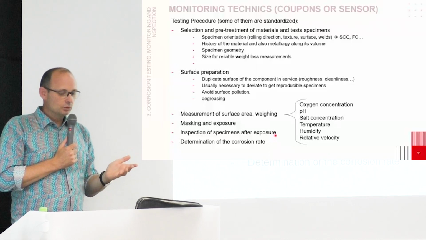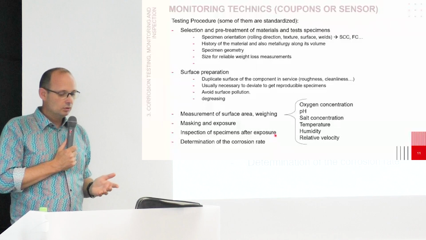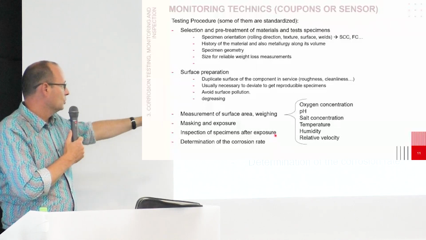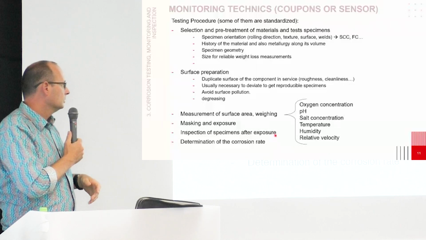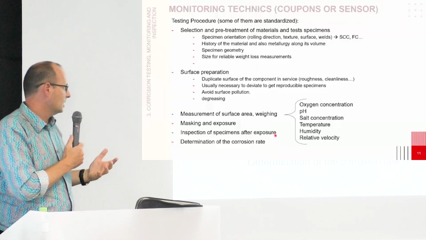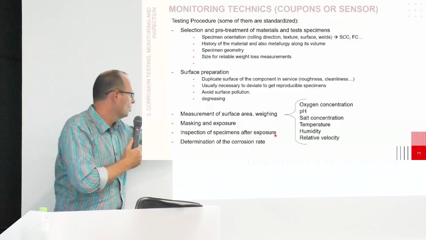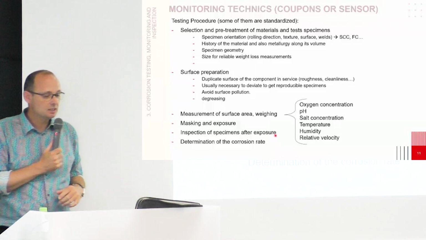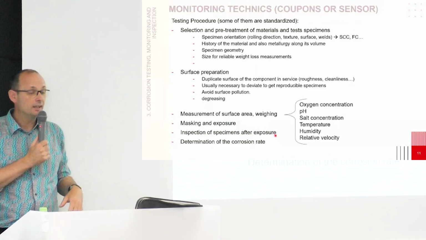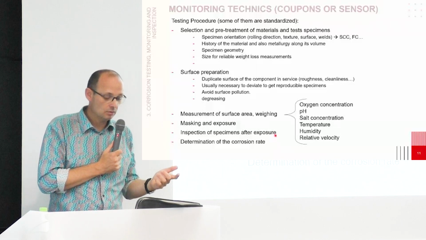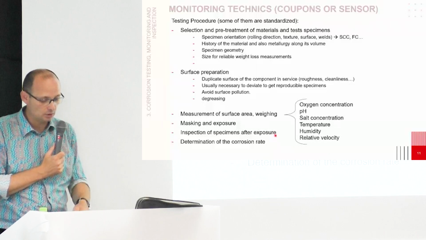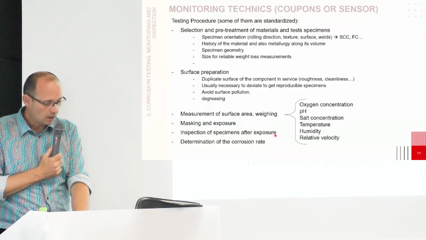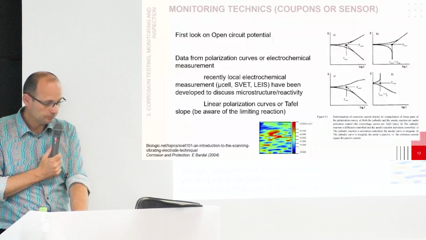And of course, in the testing procedure, you will ask about measurement of surface, weighing. Should I control or not the exposure size? I should inspect the specimen after the testing, and I will determine the corrosion rate, with the assumptions that I should write. Okay.